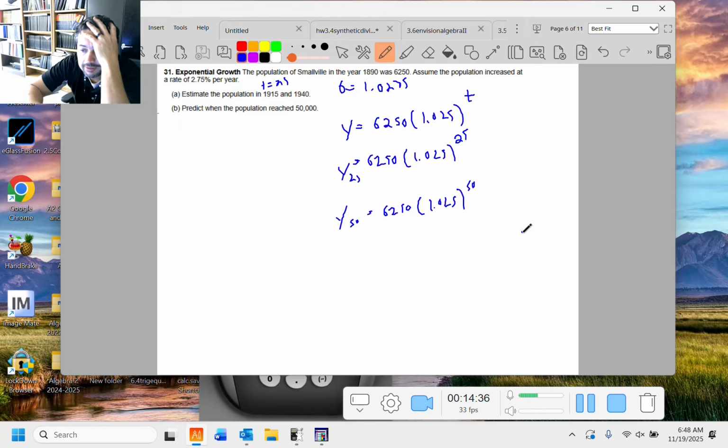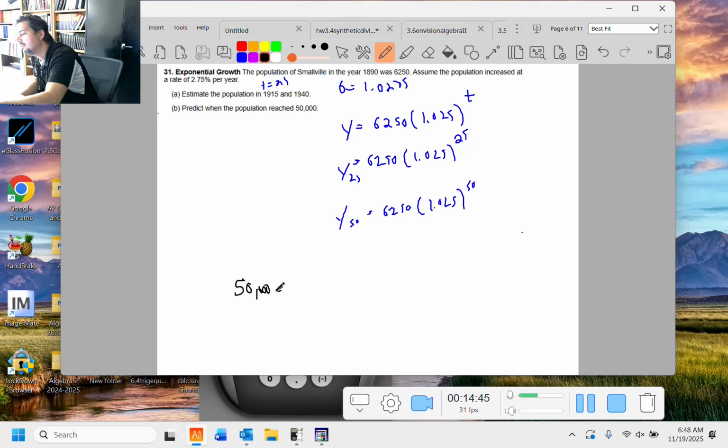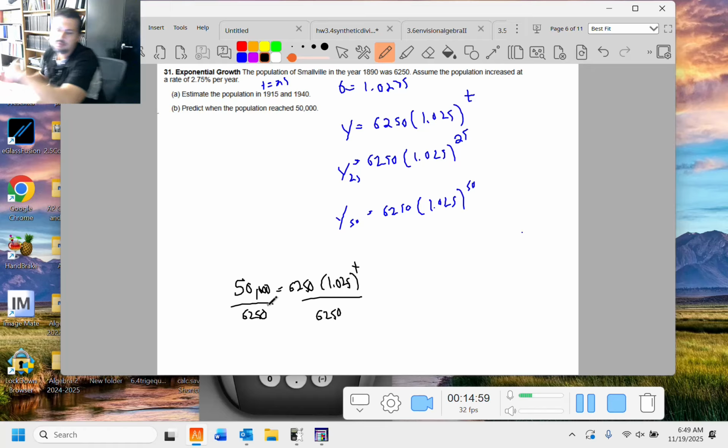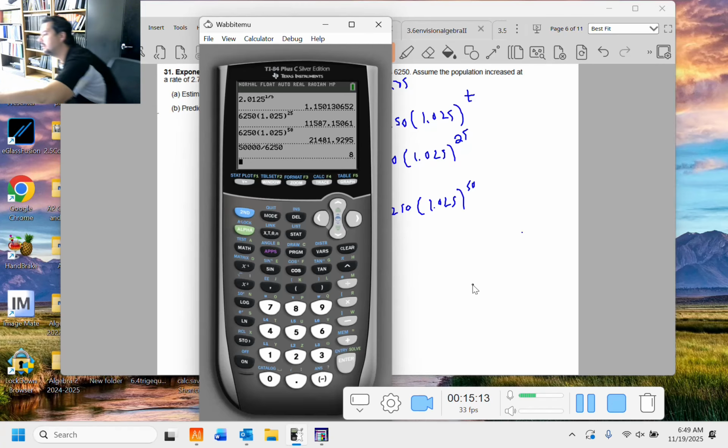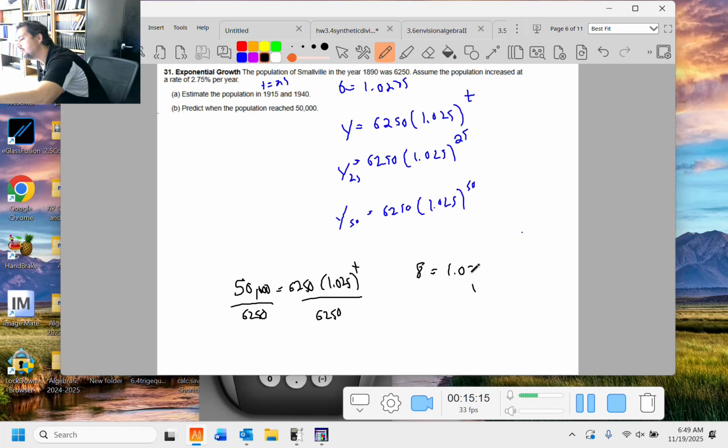All right, part B, predict when the population reached 50,000. Of course, your setup is quite obvious, at least it is to me. You're going to say 50,000 equals 6,250 times 1.025 to the t. And I don't know why, but I feel like doing logarithms. So we're going to divide both sides by 6,250. Let's see what that left-hand side reduces down to. I was just looking at the dual enrollment grades on their logarithm test. That'll give us 8 equals 1.025 to the t.